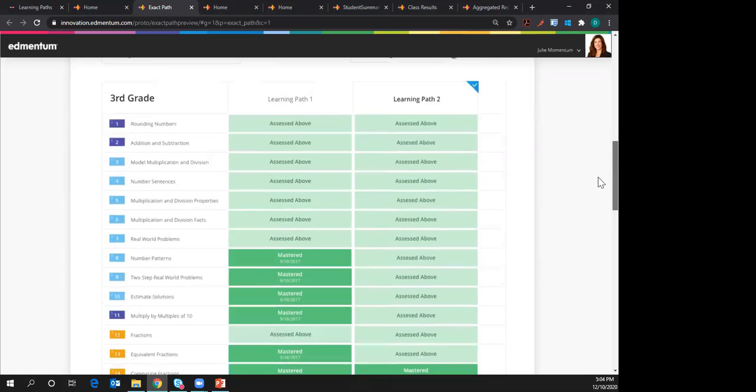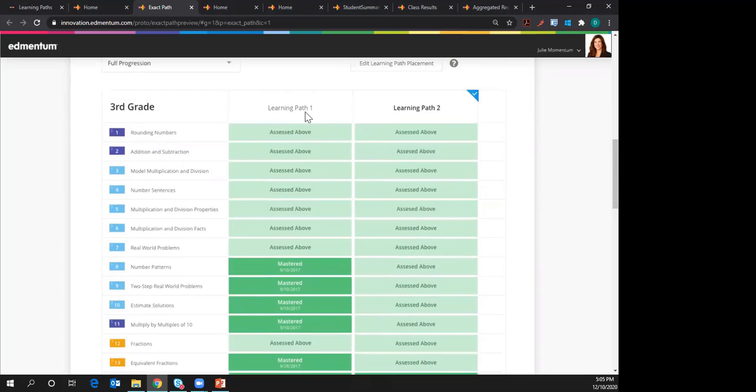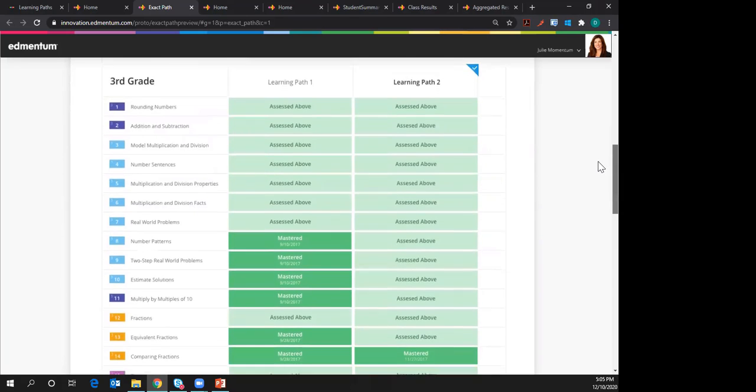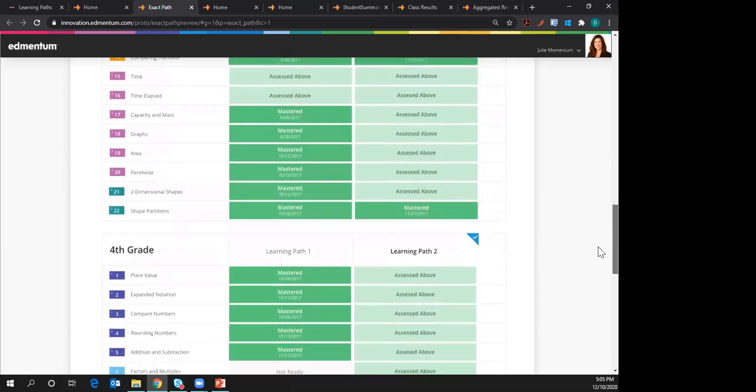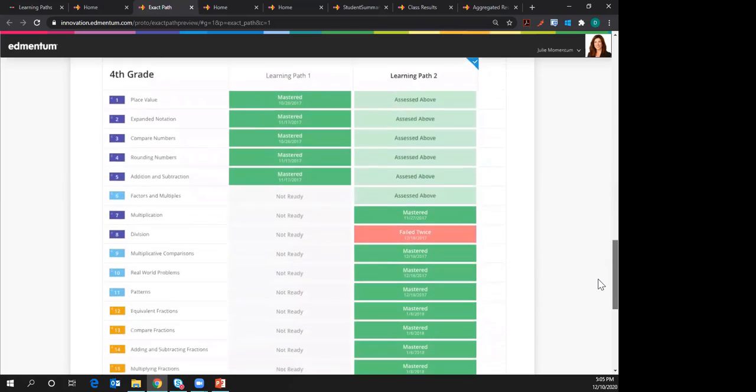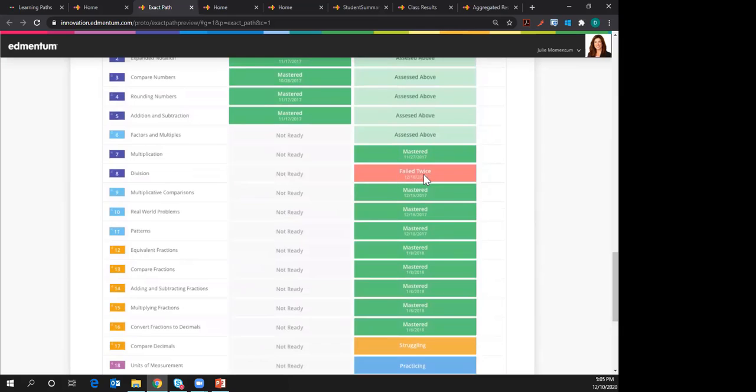Okay. So let's look down Learning Path 1 and just understand why this report is useful. So as you can see, first of all, it's telling me by skill what's been mastered. The student mastered number patterns on this date, two-step real-world problems on this date, right? And as I scroll down, we see that same color coding that was on the dashboard. If I see red, that's not good. That means a student failed that skill 2 times. If I see orange, that's an early indicator. It's basically telling me that the student hasn't failed to master yet, but it's not looking good. They're answering questions wrong on the way. So if I can intervene early, perfect.